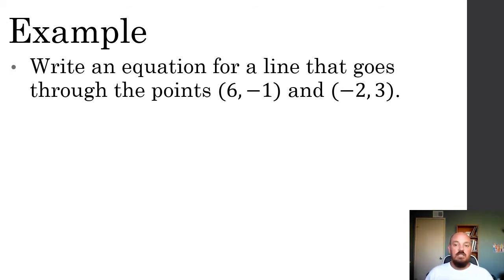Write an equation for a line again. This time I didn't give you the slope. I gave you 2 points. I said it goes through the point (6, -1), and also (-2, 3).